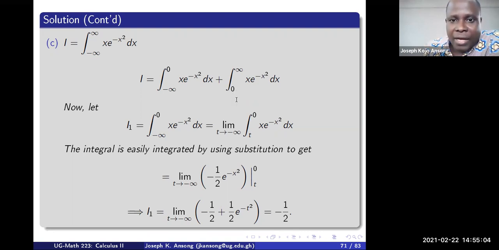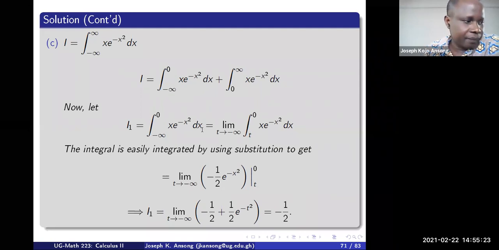In fact, if you are careful, you will notice that this is symmetric. This is the same expression here. One is from negative infinity to 0, the other is 0 to infinity. So once you get this, it's easy to pull out this. If this is positive, this will be like a negative of it. Okay, in any case, let's do this one. I call it I1, which is the integral from negative infinity to 0 of x e to the negative x squared dx.